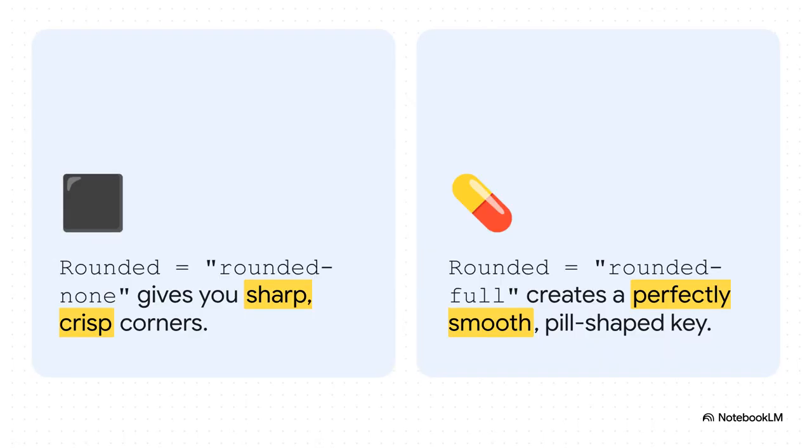But it's not just about size. You can completely change the shape, the whole vibe of the key. Just use the rounded property. You can go for that sharp 90-degree corner look with rounded none, or get this super modern, smooth pill shape with rounded full. It's an instant visual upgrade, all with just one line of code.